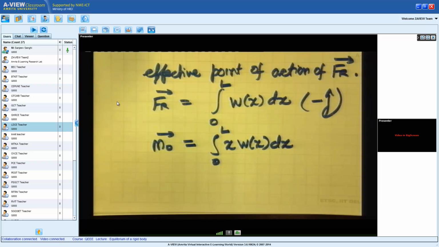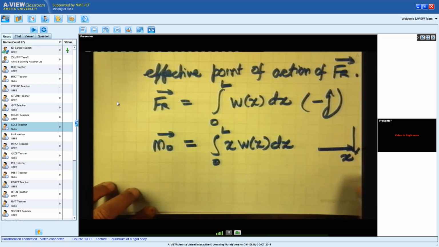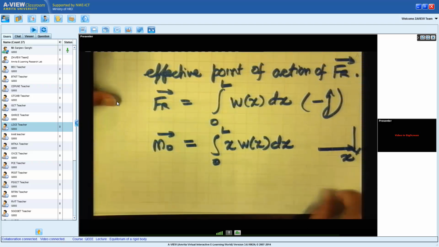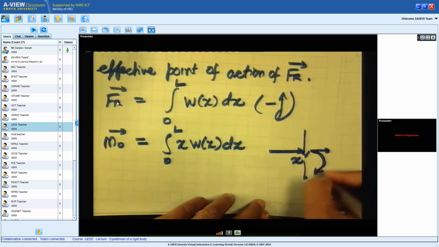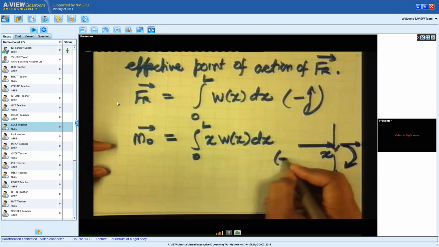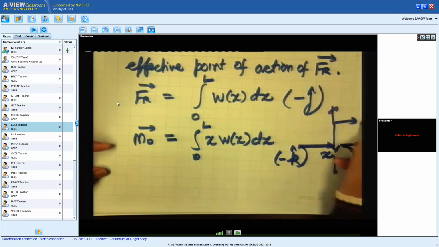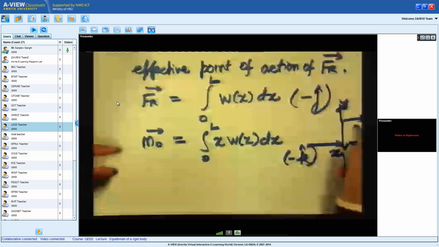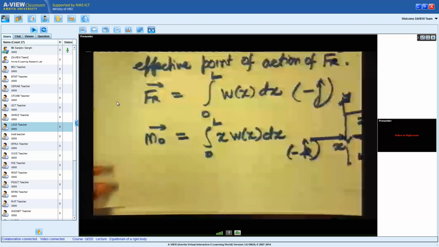Now to work out the direction, this distance x was like this. This force is in the minus j direction. So we go from x to y. It is r cross F. So this is the r direction, this is the F direction. That means my arrow is going like this, which is clockwise. So if x and y are like this, then this is x, this is y, x cross y gives me a minus k. So this is the moment.